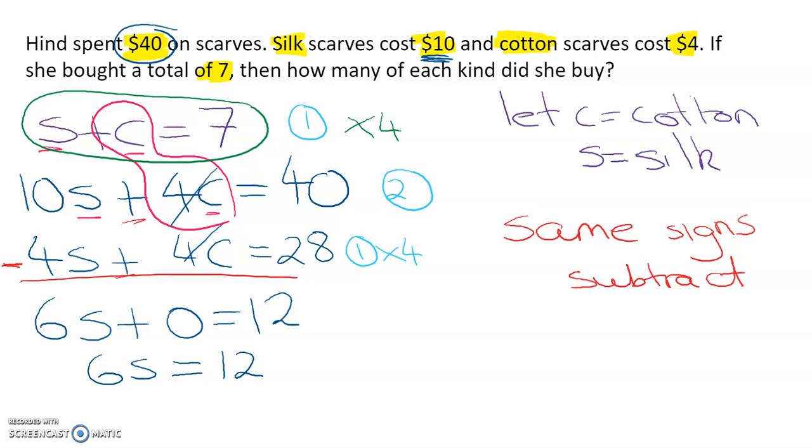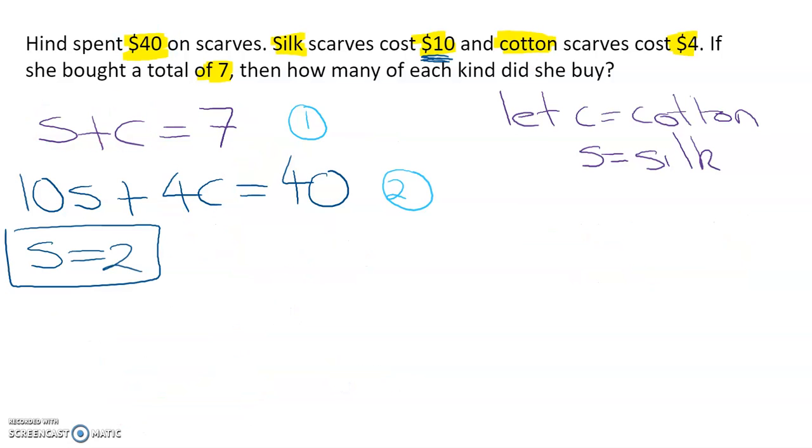What math is being done between the 6 and the S? That is multiplication. The opposite is division. So I'm going to divide them both by 6. 12 divided by 6 is 2. So S equals 2. Now that's not finished.